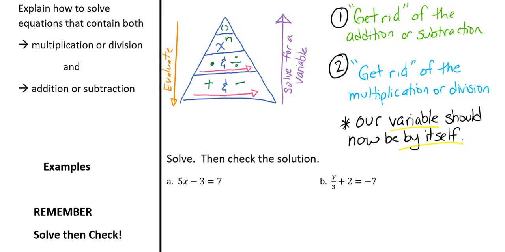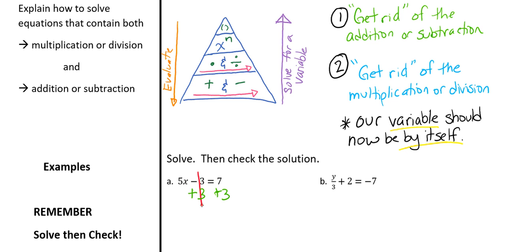So let's go ahead and try this on some examples. So remember, we're going to solve and then we're going to check our solutions and make sure that we did it right. So the first thing we want to do is look at our problem, which is 5x minus 3 equals 7. And it says that the first step is to get rid of the addition or subtraction part, which means we're going to be getting rid of our minus 3 here. So we want to know what is the inverse of a minus. And the inverse of a minus is a plus. So that's how we make it go away or get rid of it.